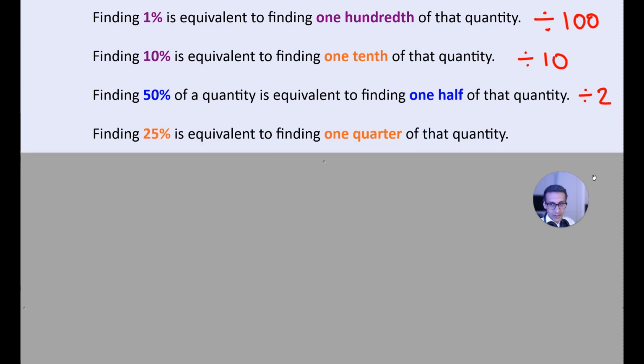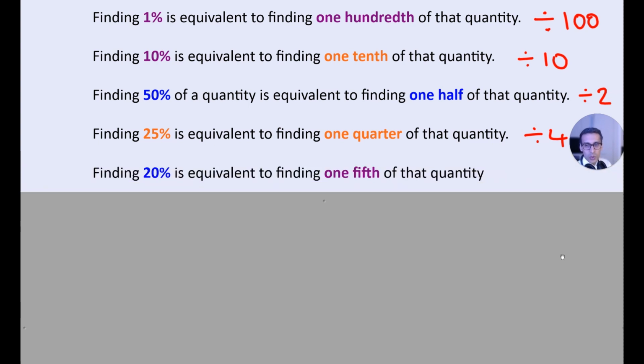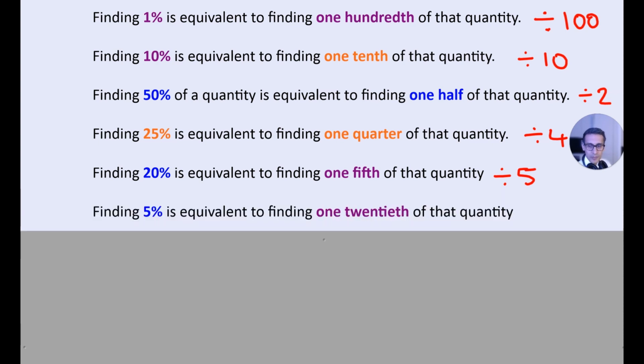To find 25%, it's the same as finding a quarter, because 100 divided into 25 parts, you're going to get 4 of them, or 100 divided into 4 parts, you're going to get 25. So 25% is a quarter, which is the same as dividing by 4. And then we've got other common percentages. For example, 20% is the same as dividing your amount into 5 parts, or working out a fifth. 5% of something, you're going to divide by 20, 1/20th.